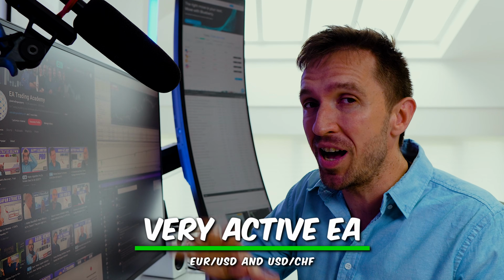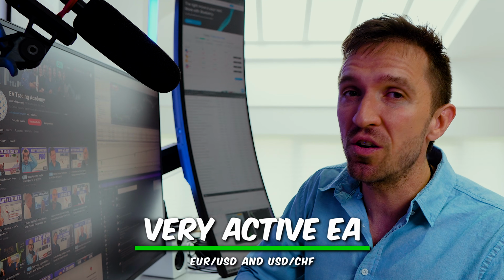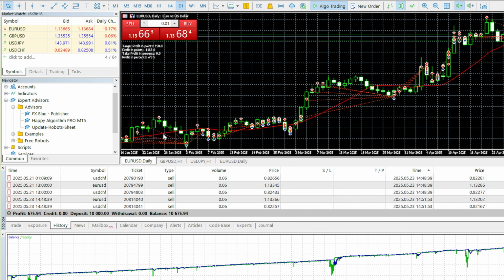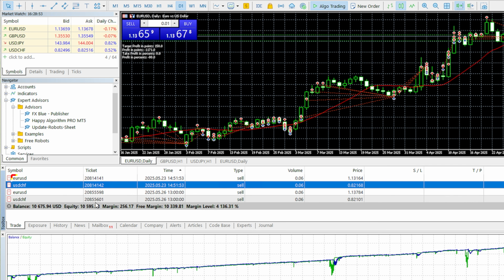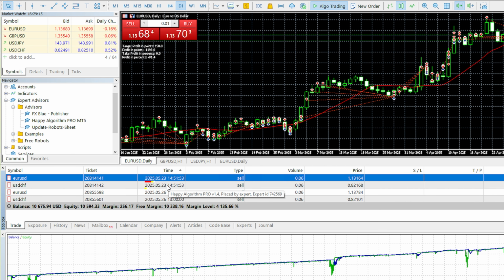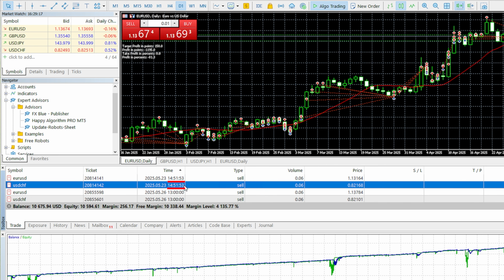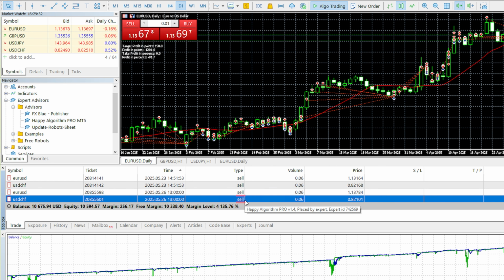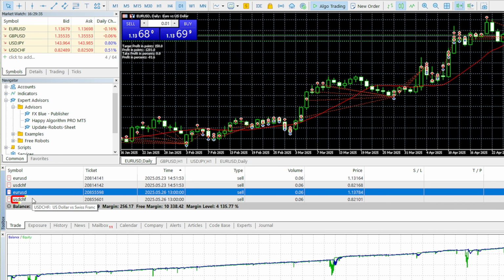And you've probably noticed on the chart that it's quite an active expert advisor, but in fact it's trading euro-dollar and the dollar Swiss. So we have the same amount of trades on the dollar Swiss chart because this expert advisor is trading simultaneously the euro-dollar and the dollar Swiss. And you can see that these two trades opened on the 23rd of May at the very same time. Both were short positions, and just yesterday on the 26th of May, the expert advisor added another two positions in the same direction. Again, one for euro-dollar and one for the dollar Swiss.